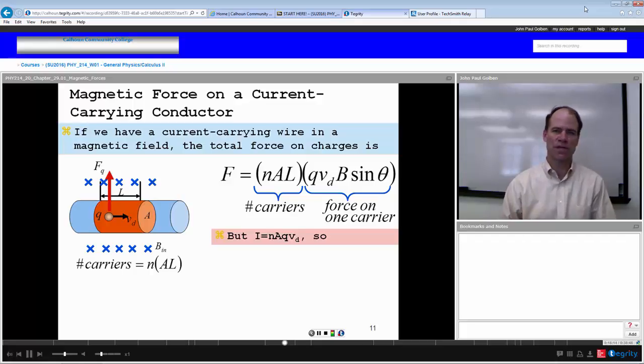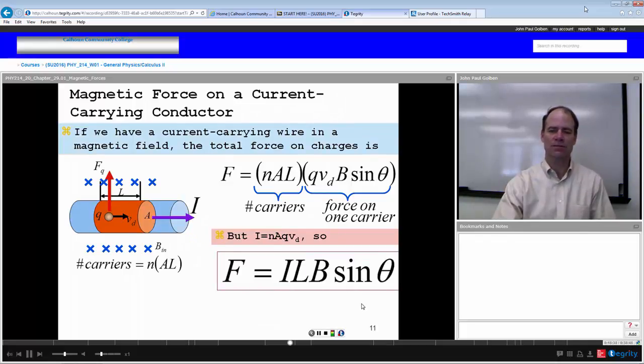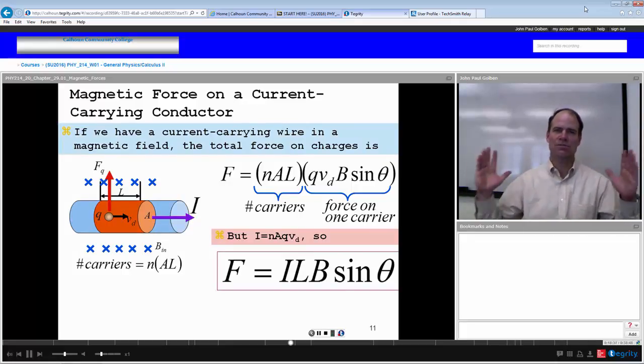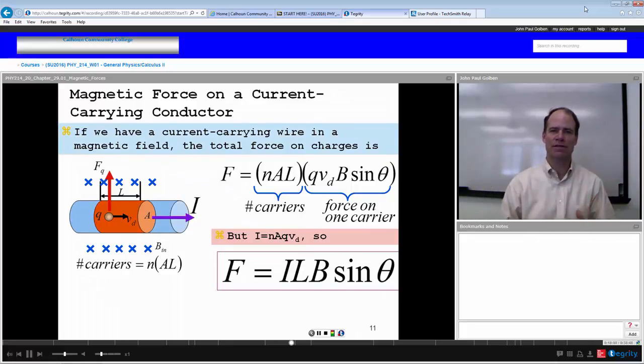Now note from chapter 27 that the current is equal to the number of carriers per volume N times the cross-sectional area A times the charge per carrier times the drift velocity. So if I make this substitution into this equation up here, I get that the force on a segment of wire of length L is equal to the current times the length times the magnetic field times the sine of the angle between the current direction and the magnetic field direction. So that is the force on a current carrying wire.